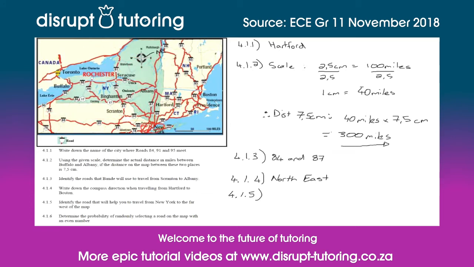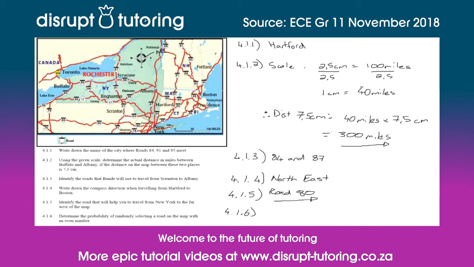So if we want to go from New York to the far west, which is down here, we can see there's one road coming out of New York, and it's this road, road 80. So it's coming from New York to the far west, and the answer is road 80. So as I said, it's going to be road 80.